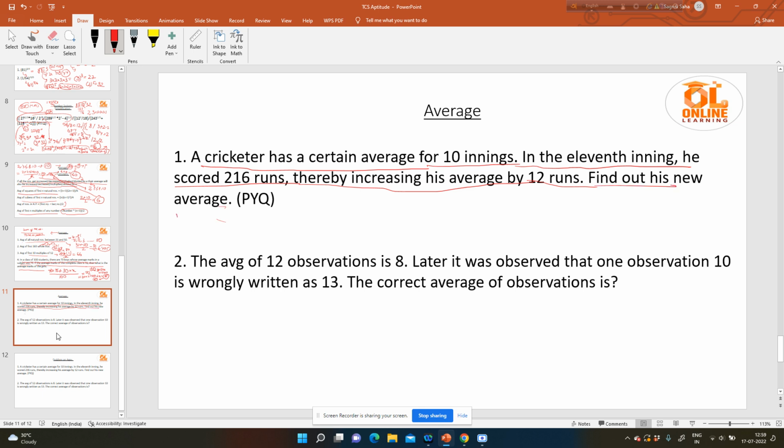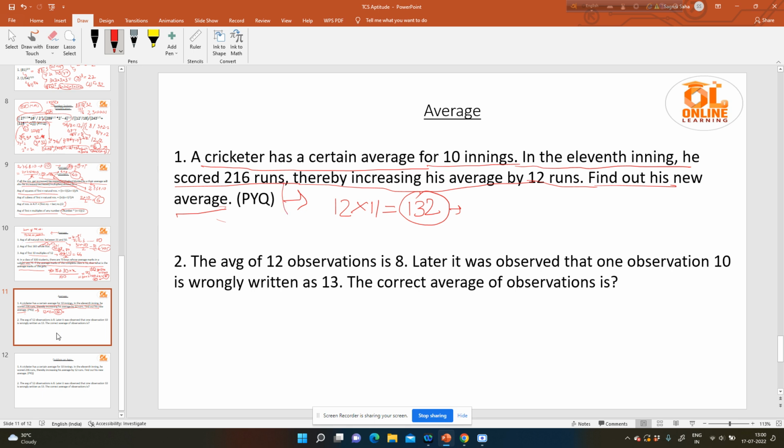Okay. So we know a concept that if the average is increased by 12 runs or any number of runs, then it will be increased for all the innings, right? So there are total 11 innings. So how much run is required for increasing average for every inning? It is 12 into 11. So what is 12 into 11? It is 132. So 132 runs is needed to increase the average by 12 runs.